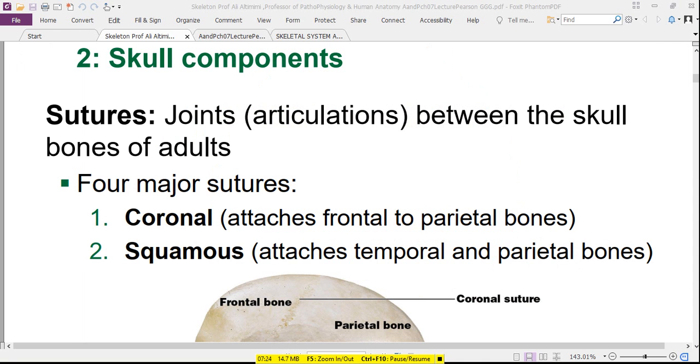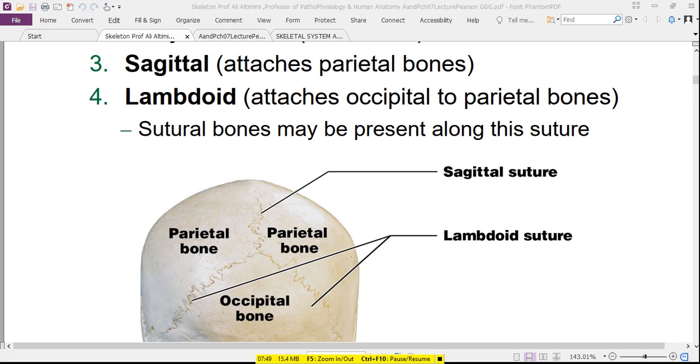Another component of the skull is the sutures, and a suture is a joint or articulation between the skull bones of the adult. We have 4 major sutures: coronal, attaching frontal to parietal bone; squamous, attaching temporal and parietal bone; sagittal, attaching the parietal bones; and lambdoid, attaching occipital to parietal bone.